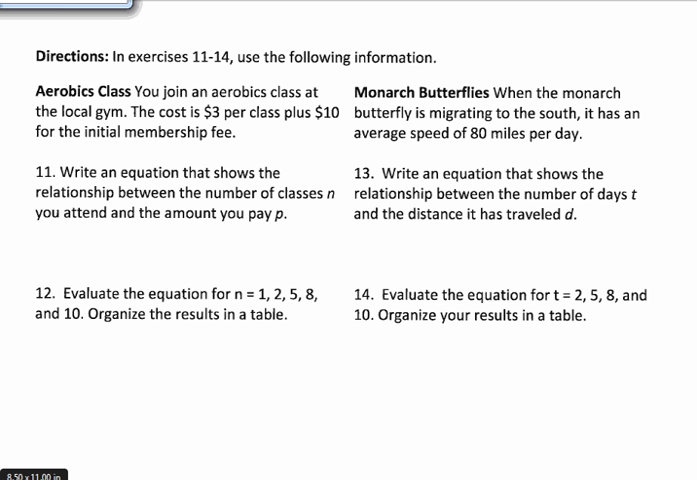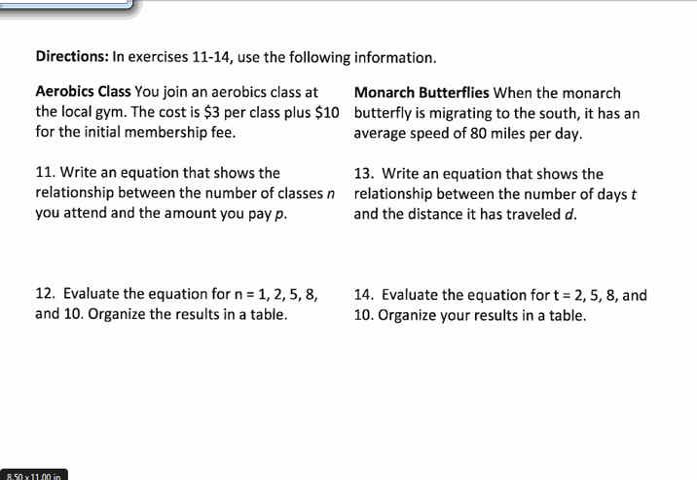You joined an aerobics class at the local gym. The cost is $3 per class plus $10 for the initial membership fee. Again, like our story problems, I'm going to think about it. If I had one class, how much would it cost? One class would be $3 plus the $10 initial fee, so $13. If I took 2 classes, I'd have 3 times 2, which is 6, plus the $10 initial fee, so $16 total. Now I'm starting to see the relationship in my mind.